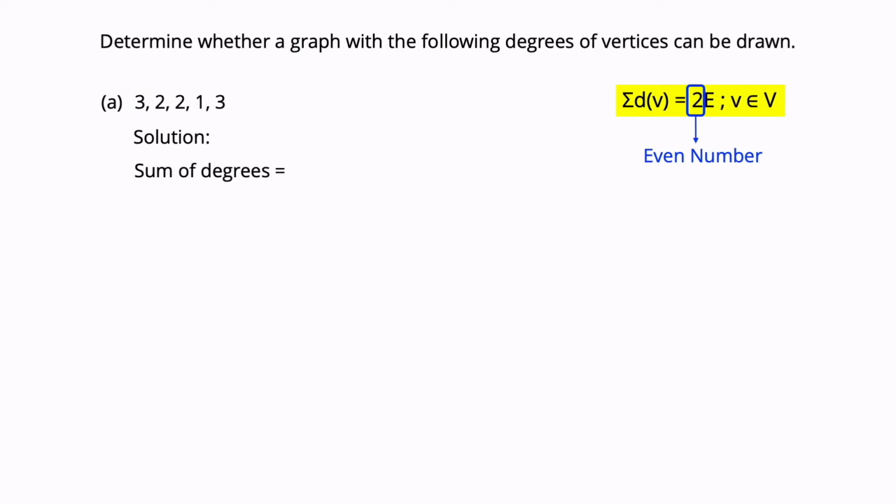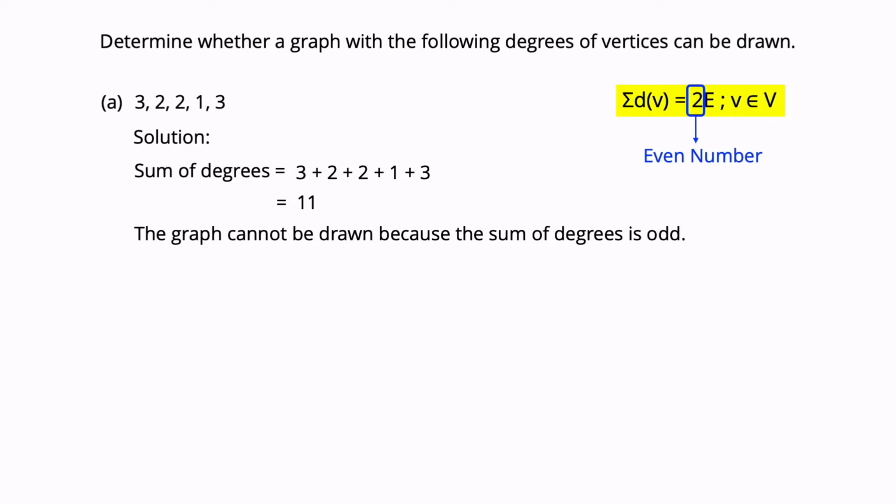Sum of degrees for A. Let's add up all the degrees of the vertices: 3 plus 2 plus 2 plus 1 plus 3. That is 11. Not an even number. The graph cannot be drawn because the sum of degrees is odd.